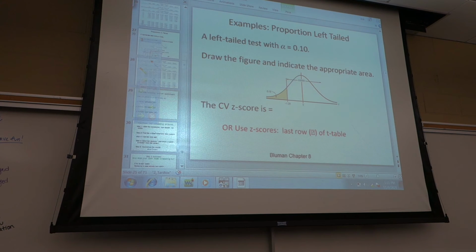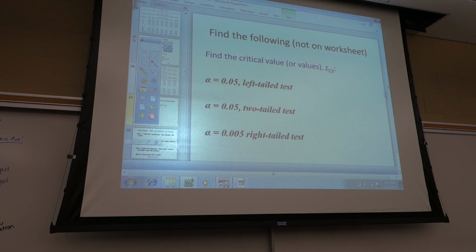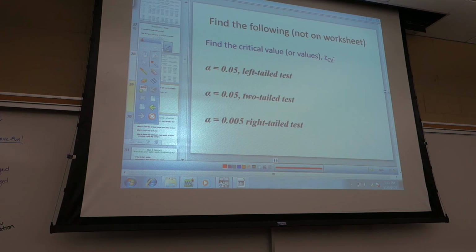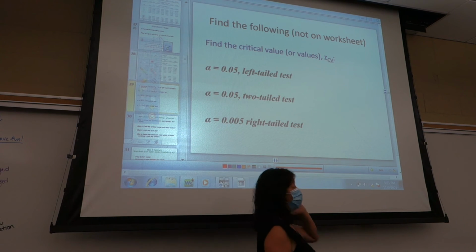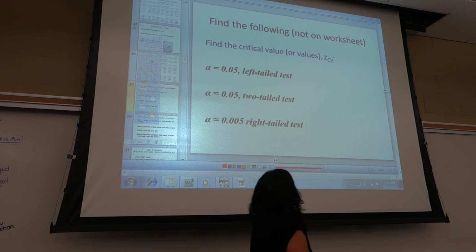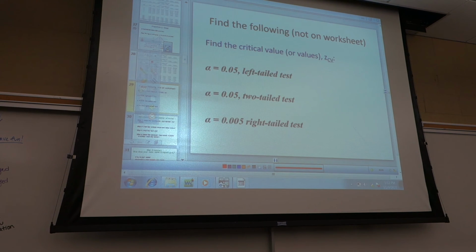I think we can skip. Oh no, we're not. I want you folks to do these ones. So find these 3 z-scores. So if there's z-scores, they're going to be the bottom row for proportions. Using your t-table. Let's take 60 seconds and find them.